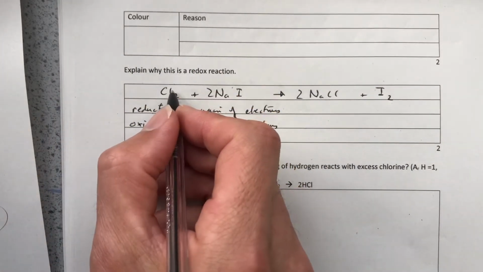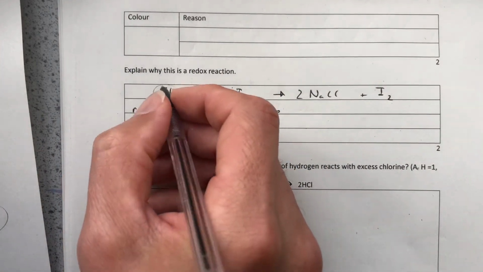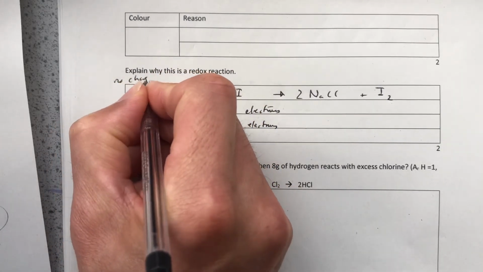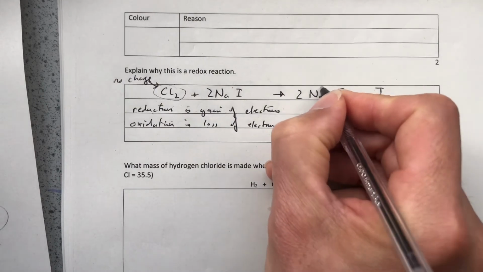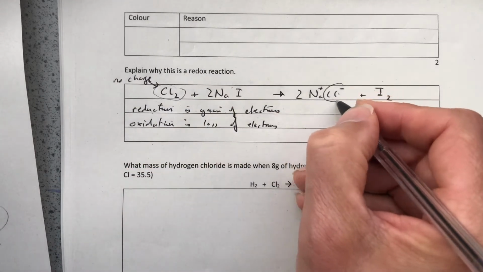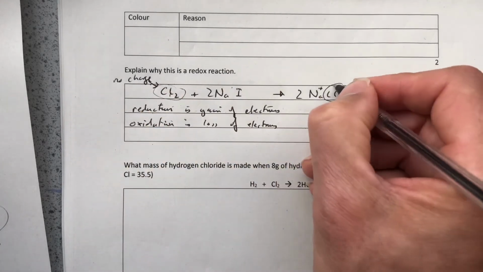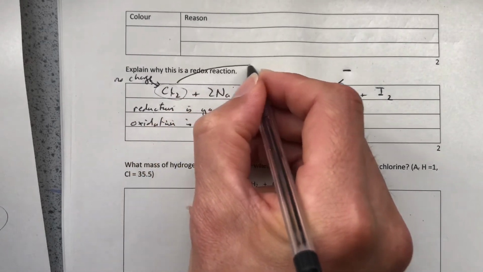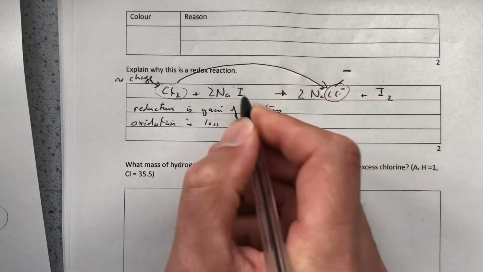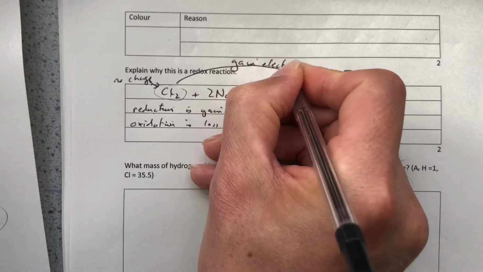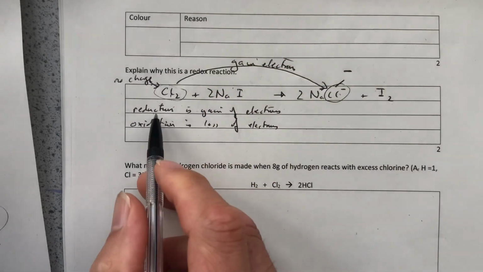Let's have a think. Elements are neutrally charged, no charge. Here, it's Na positive, Cl minus. So we've gone from no charge to a minus charge. The chlorine: no charge, negative charge. How did it get from there to there? Answer, the chlorine had to gain electrons. Okay, so what is gaining electrons?